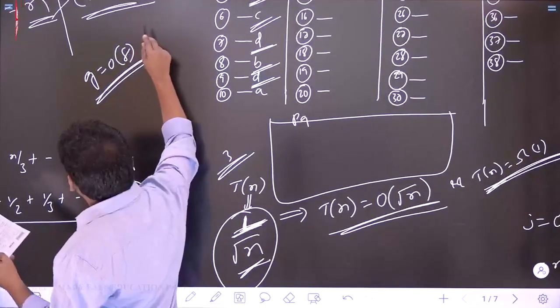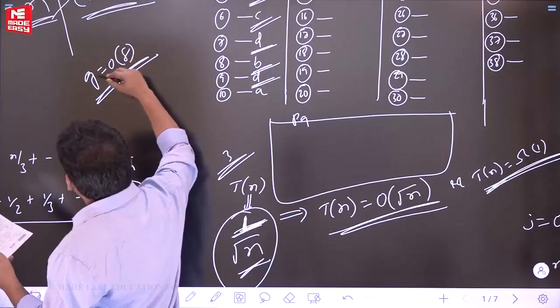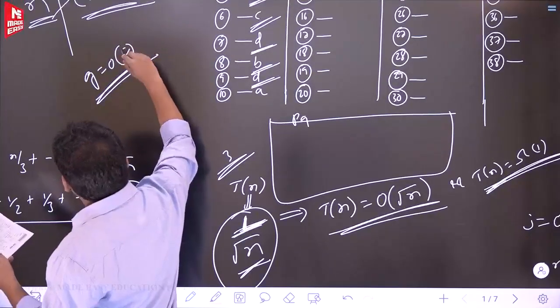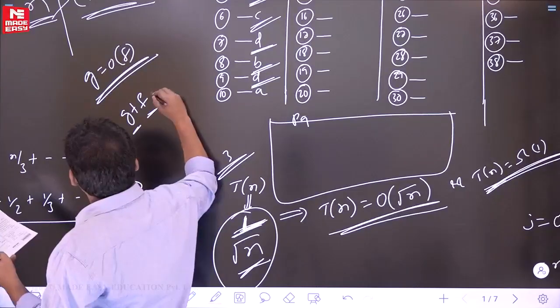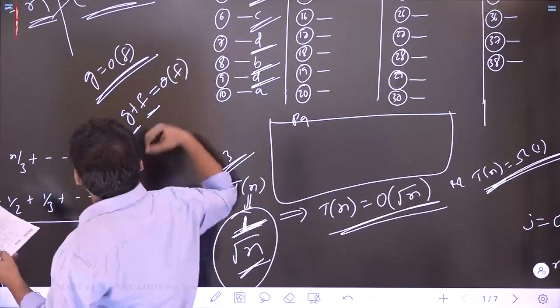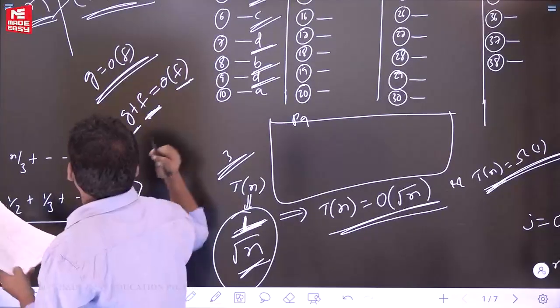Indication that F may be bigger or equal also. If it is right, comparing G, F may be bigger or equal also. Then I can write like this one, G plus F. If it is smaller, it is bigger, which is equal to theta of big, you can write, because this big and this big both are.